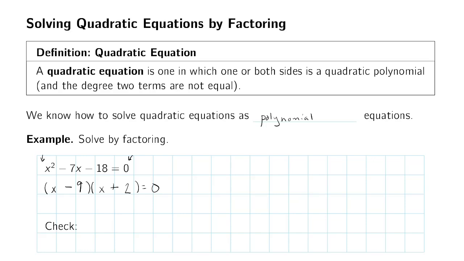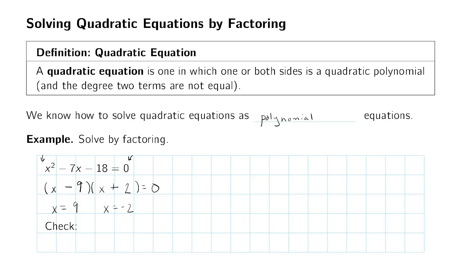And now the product of these two factors is 0, which means one of our factors is 0. X minus 9 equals 0 when x is 9. X plus 2 equals 0 when x is negative 2. So the solutions to this equation by factoring are x equals 9 or x equals negative 2.